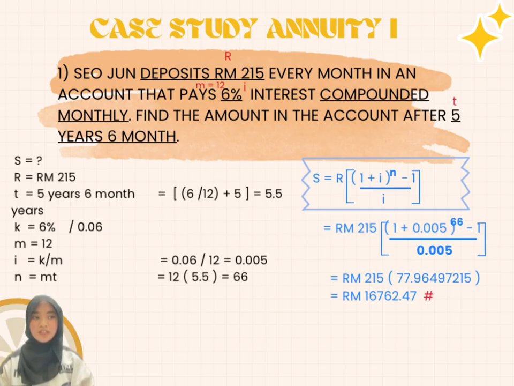Then 215 in bracket 77.96497215. And last answer is 16,762.47.